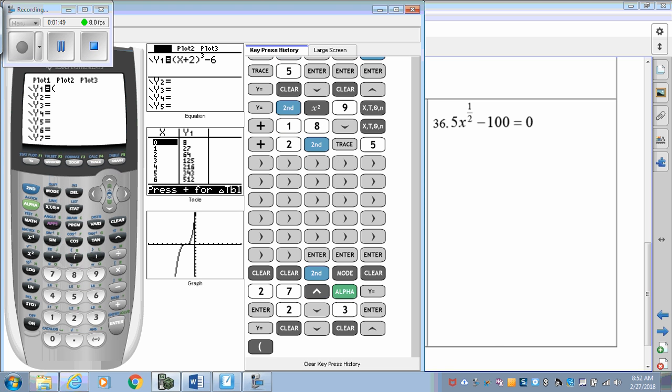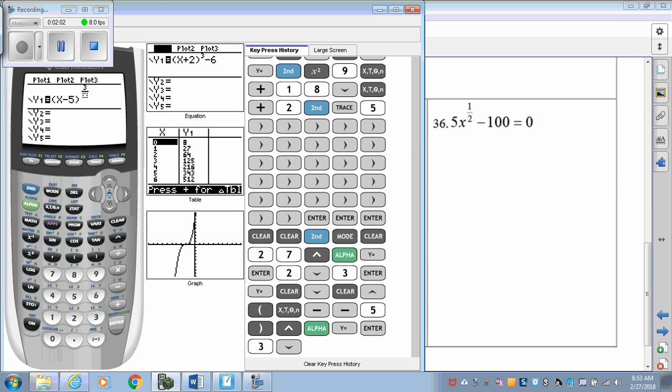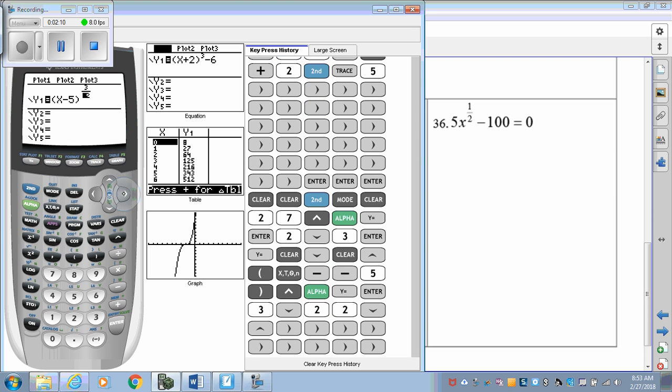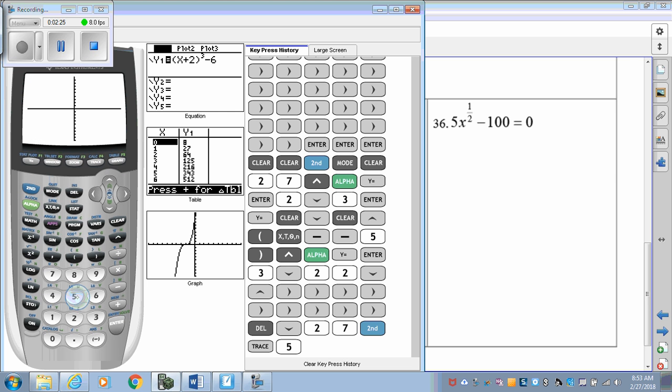So, parentheses, x minus 5 to the 3/2 power. Oops. Oh, I hate it when that happens. So leave that guy. Alright, so that's the left-hand side, and then the right-hand side is just 27, so that's easy. And then I'm going to do second trace, intersection.